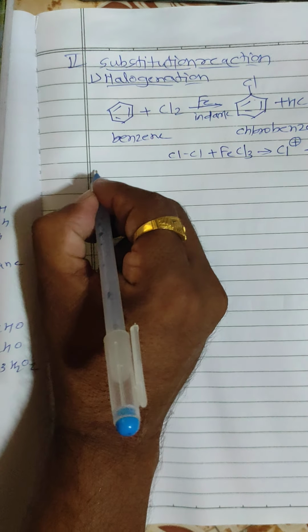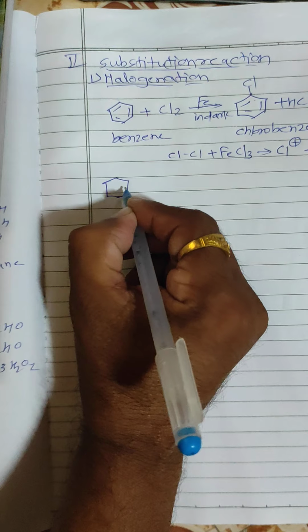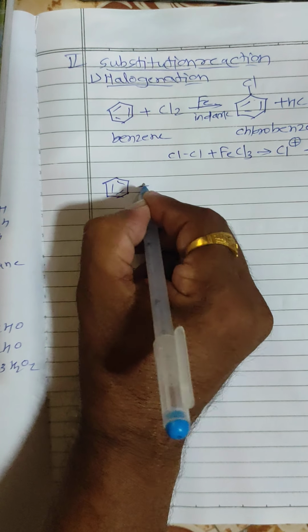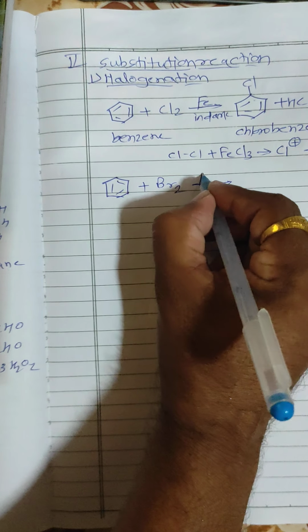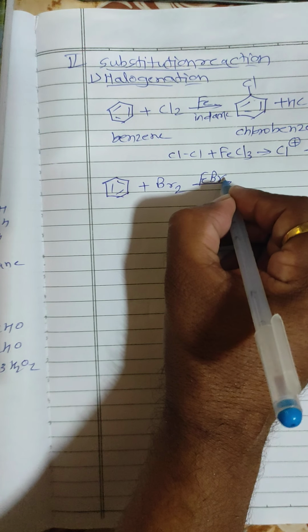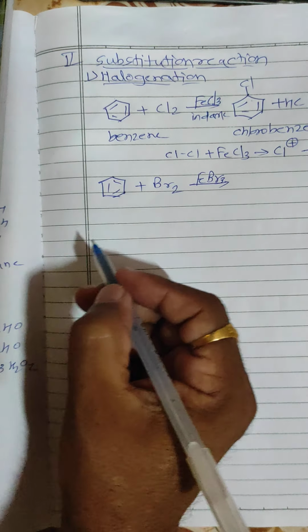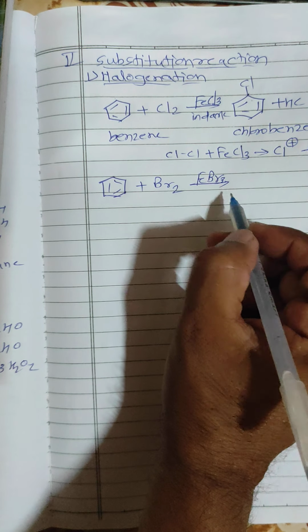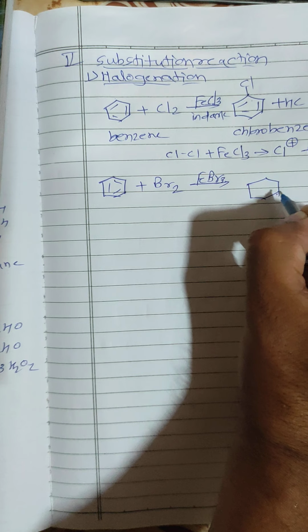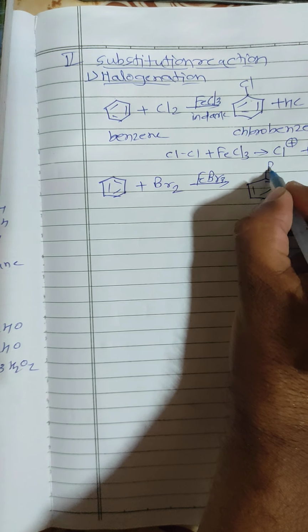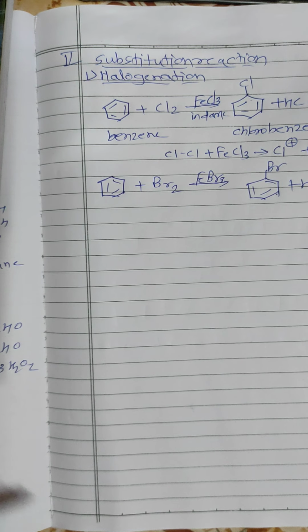Now the second reaction, bromination of benzene. In this case, benzene is treated with bromine having the formula Br2. These reactions are carried out in the presence of FeBr3. It is also done in the presence of AlCl3. So benzene is treated with bromine in the presence of FeBr3. They add together to form the corresponding bromobenzene plus HBr.